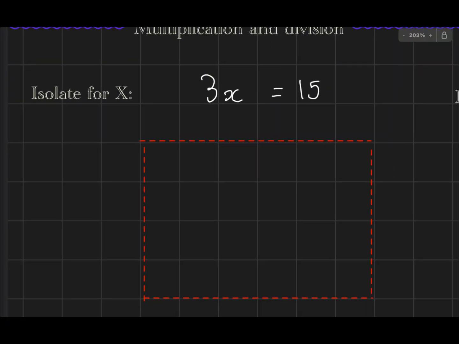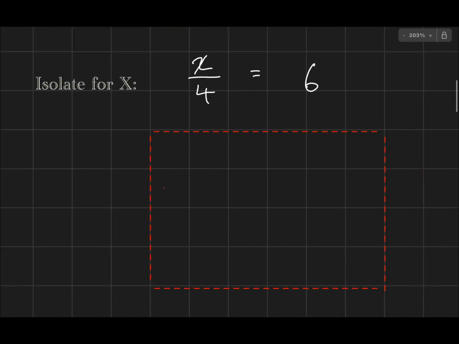In this example, let's first rewrite the equation. And we have to know that this x here has to be by itself. How do we do that? Well, in order to remove this 3, we can divide it by 3. That's because division is the opposite of multiplication. And whatever we do to one side, we must do to the other side. Therefore, x is equal to 5, since 15 divided by 3 is 5.